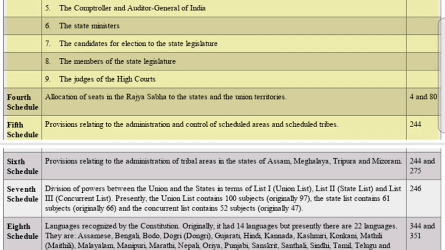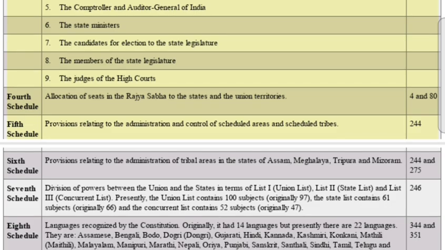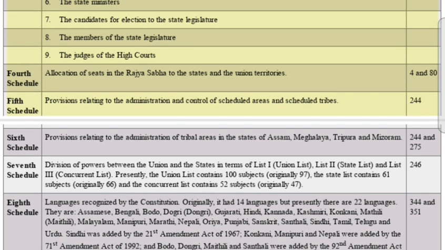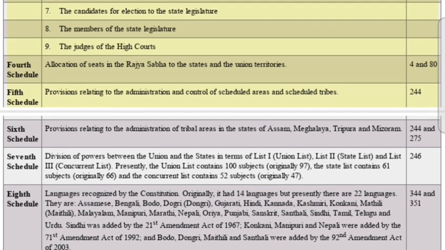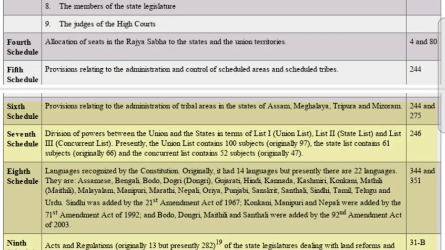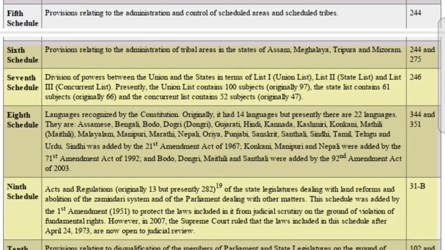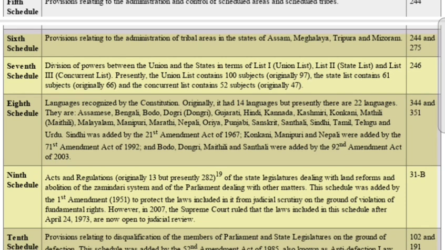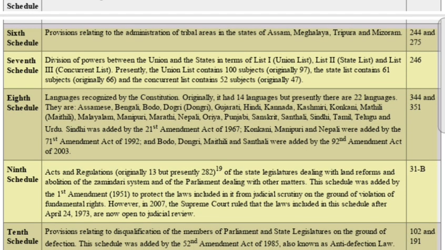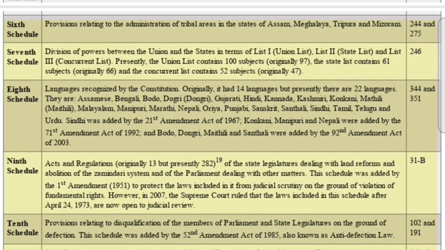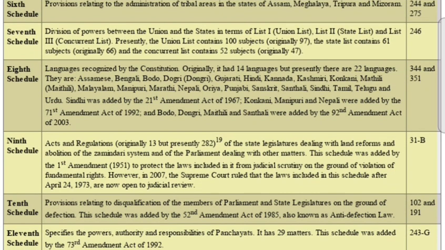Fourth Schedule: Allocation of seats in the Rajya Sabha to the states and the Union territories. Article 4 and 80. Fifth Schedule: Provisions relating to the administration and control of scheduled areas and scheduled tribes. Article 244. 6th Schedule: Provisions relating to the administration of tribal areas in the states of Assam, Meghalaya, Tripura and Mizoram. Articles 244 and 275. 7th Schedule: Division of powers between the Union and the states in terms of List I, Union List, List II, State List, and List III, Concurrent List.